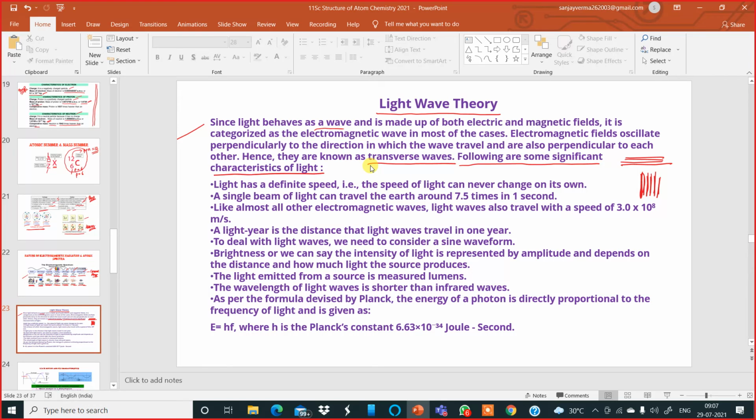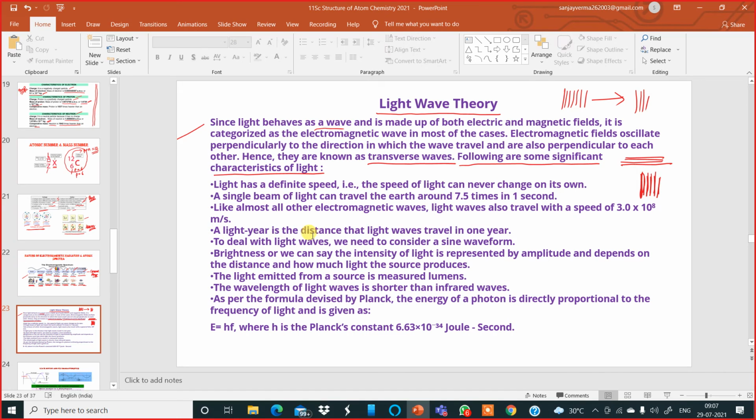Following are some significant characteristics of light. Transverse means waves like this, moving in this direction. Now, light has a definite speed. That is, the speed of light can never change on its own. A single beam of light can travel around the earth about 7.5 times in 1 second. Just imagine. Like almost all other electromagnetic waves, light waves travel with the speed of 3 times 10 power of 8 meters per second or 3 times 10 power of 10 centimeters per second.